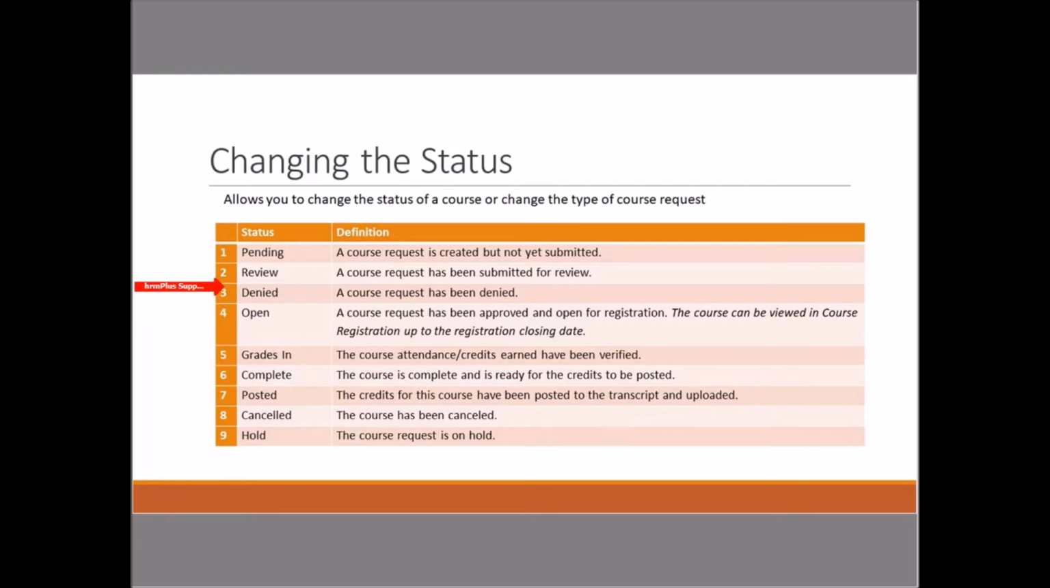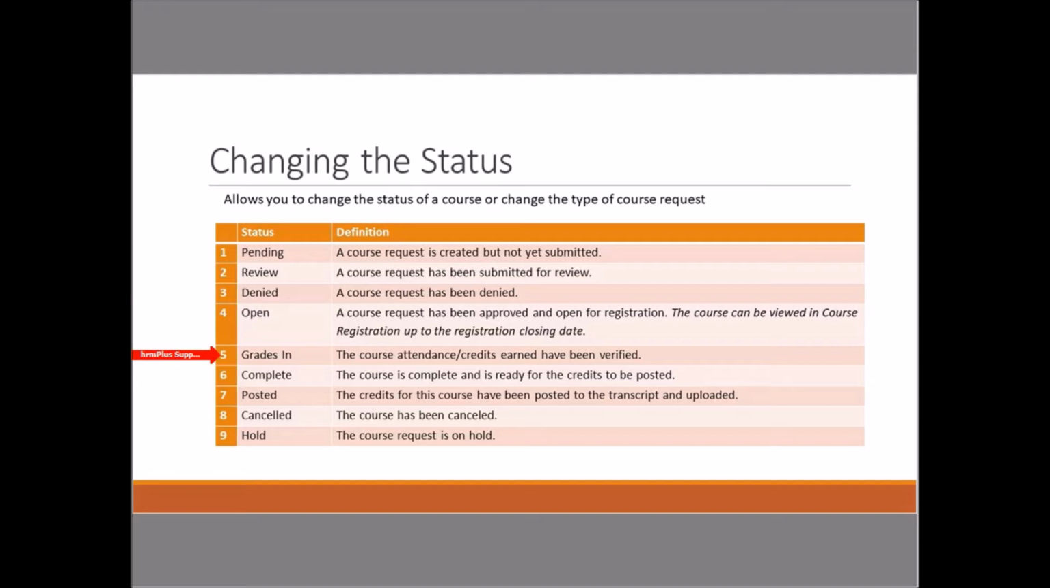to denied. The course requester will still see that course under their course request screen, and under the instructor course email grading screen, they'll see it and it'll show it's denied. They could go in and look at it, but the only way for them to resubmit it is to work with you to get the status changed back to review so that they could make changes and resubmit it. And then, of course, the 5th status is grades in.